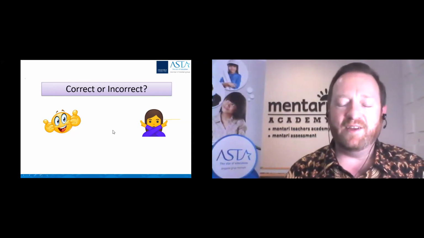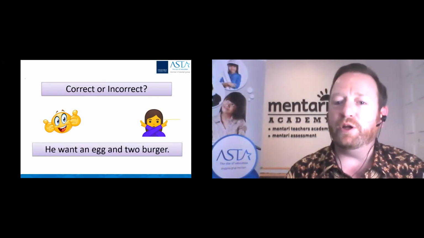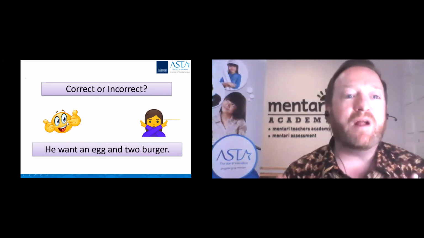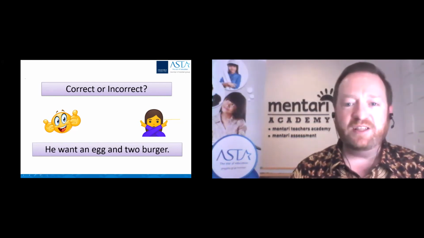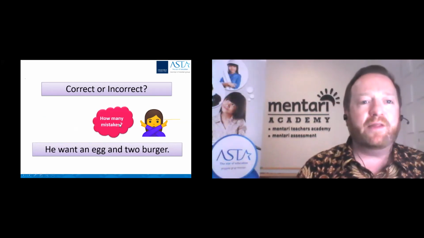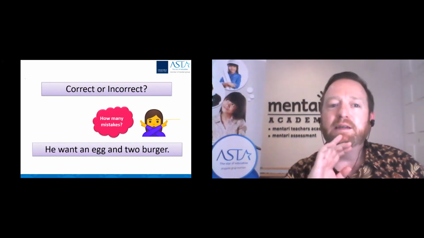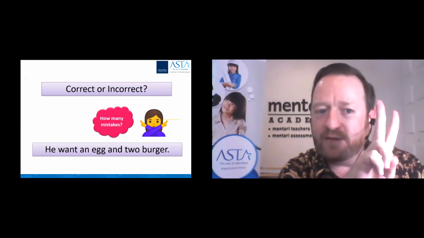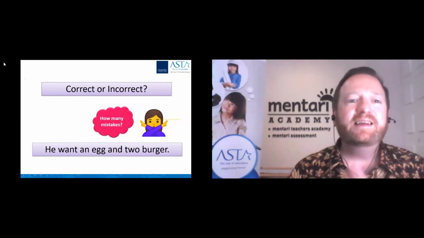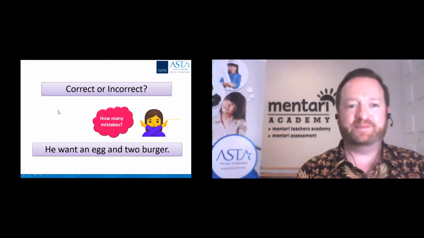So here is the sentence. He want an egg and 2 burgers. Oh, sorry, he want an egg and 2 burger. This is a grammar checking activity. Of course, it is incorrect. Good. How many mistakes are in that sentence? I'm seeing people with 2. Good. 2. Anybody else? Yep. So we get them to hold up, and then I ask, okay, Miss Rivka, you're showing me 2 mistakes. Could you please tell me what are the mistakes?